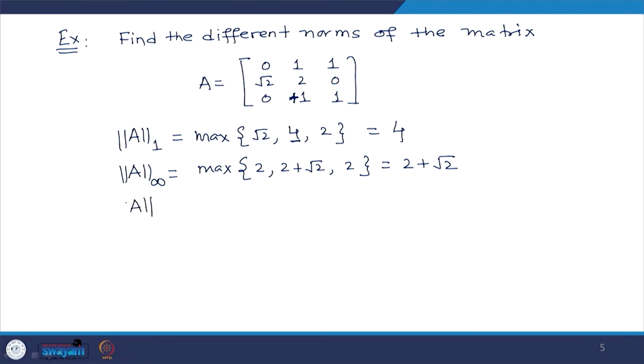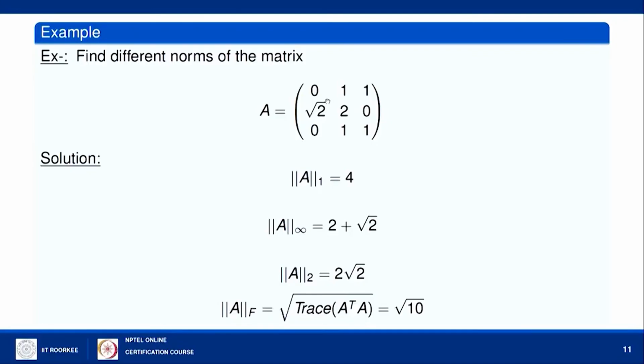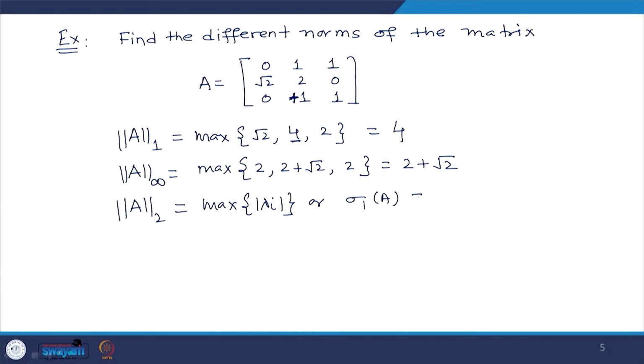Similarly, the spectral norm will be the maximum absolute eigenvalue of A, or sigma 1 of A, that is the largest singular value of A. Both are the same thing. In this case, if I check, it comes out to be 2 root 2. You can verify it easily.